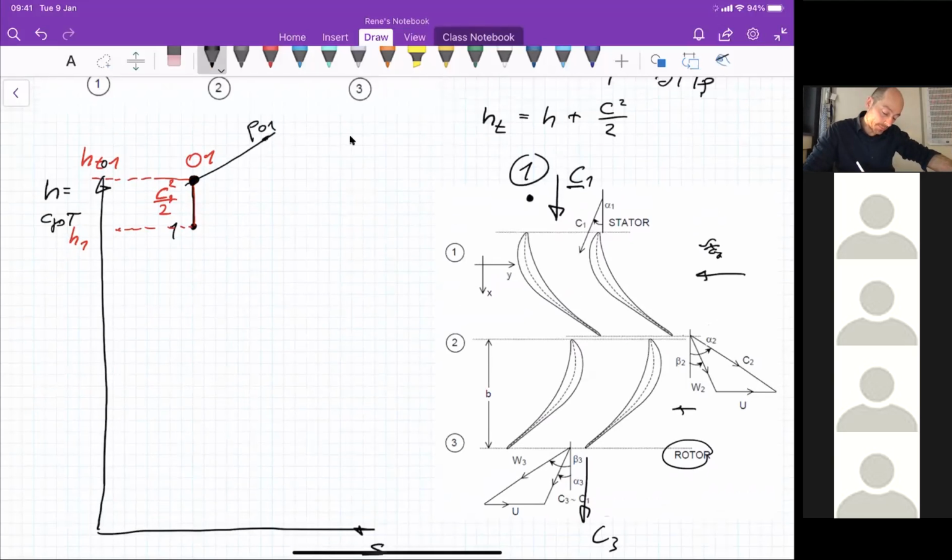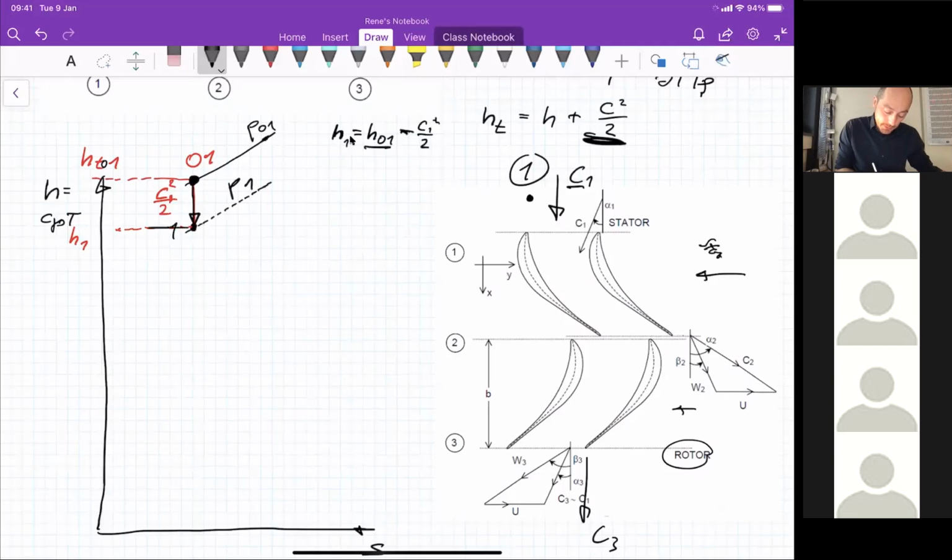If I go down this way, I take this equation and I want to know what is my static temperature and static pressure. It's nothing else than the total condition 0,1 minus the kinetic energy, which is this part here. Total energy minus kinetic energy gives me this point here, number 1. And now we know that this point here is P1, static pressure, and this point here, static enthalpy or temperature, T1. Now I'm here. I still didn't move through the stator.